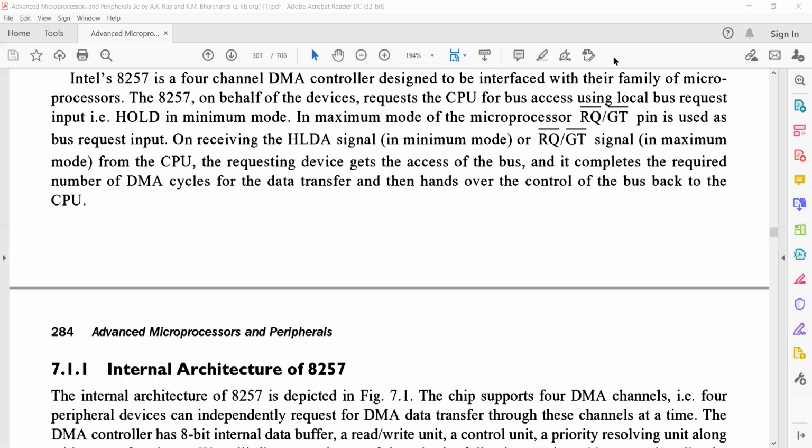What we did in the last class was we introduced the concept of DMA. DMA means direct memory access. That means how we can transfer data from memory or to memory, from any other external device, directly.